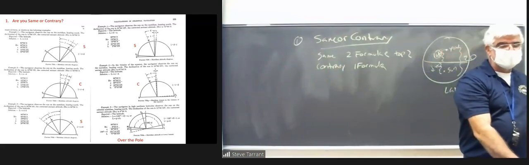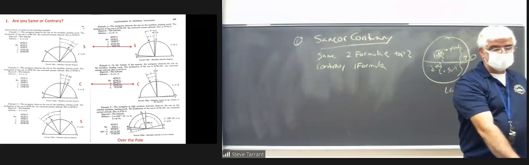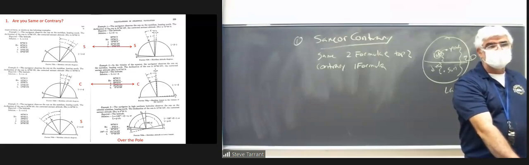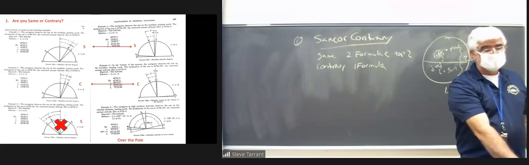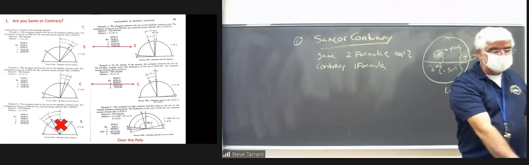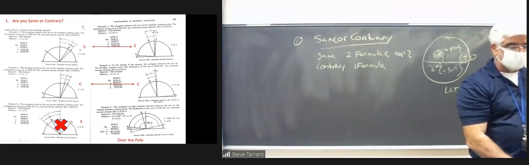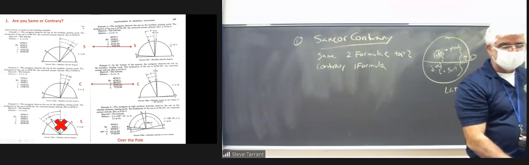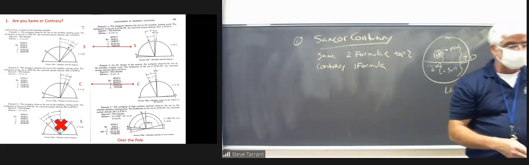All right, let's dive into this just a little bit more. Those are both same. Those are both contrary, but the contrary is the same formula. So there's really only one formula. So if I was you guys, I would circle this formula, I would circle this formula, and I would circle this formula. And I would label this S, S, and this C, and then we'll add one more thing.